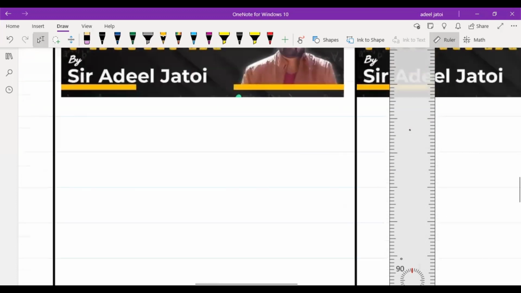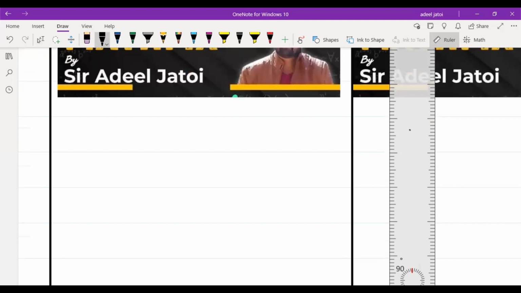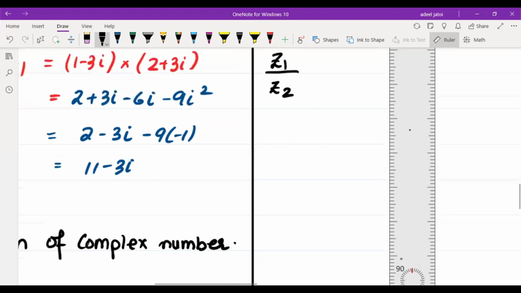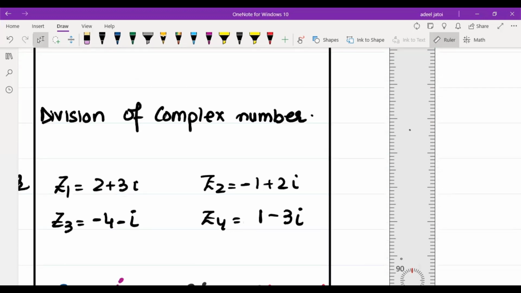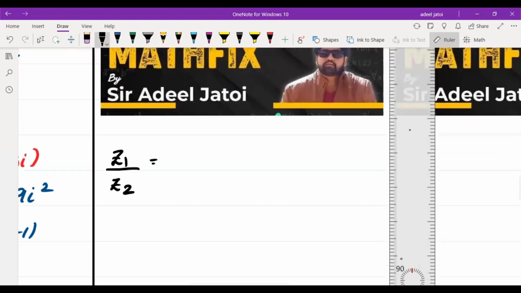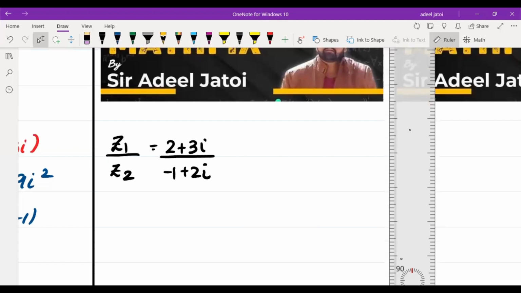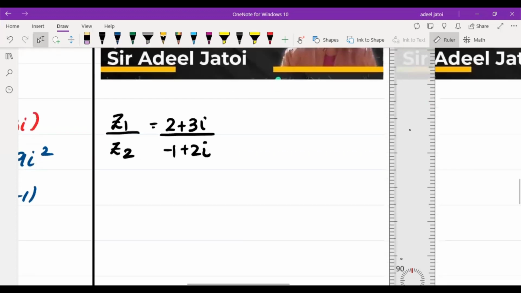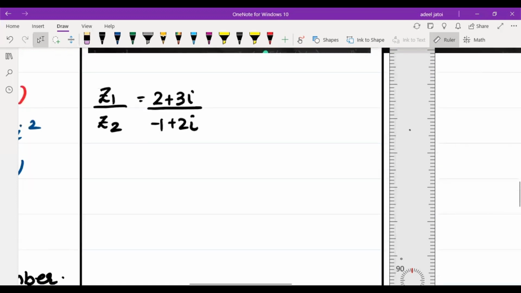But when we have division of two complex numbers, let's say Z1 divided by Z2. Your Z1 is 2 plus 3 iota and Z2 is minus 1 plus 2 iota. So this is 2 plus 3 iota upon minus 1 plus 2 iota. Now, since we know that there is iota in the denominator, we rationalize. And when we rationalize, we change the sign of the second value, not the first value. So the denominator sign will be changed.